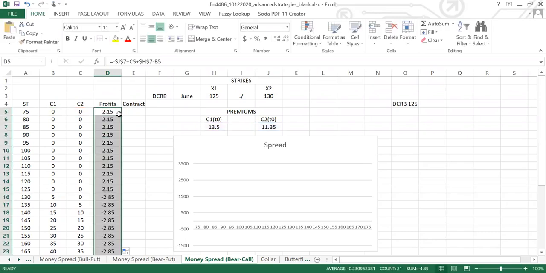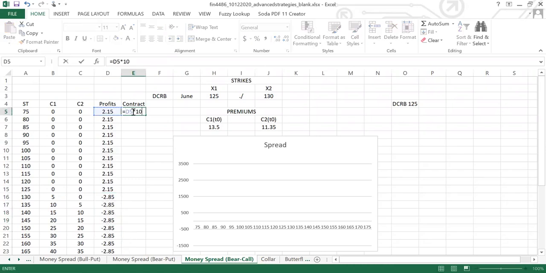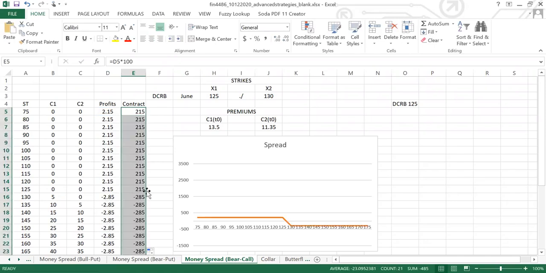Okay. Once you have that, then we can scroll this down. Once again, this is a bear spread. You can see that you're making profits if the stock price is moving down, but you're losing money if the stock price is going up. So we just finally adjust this by 100. And that is just because the contract size is 100.